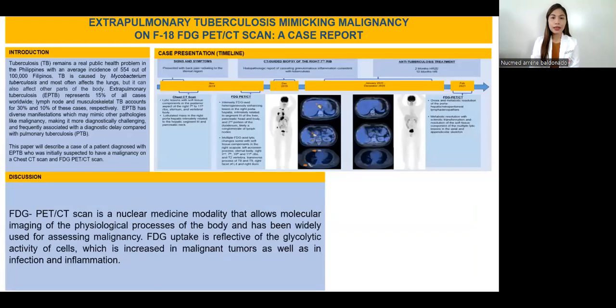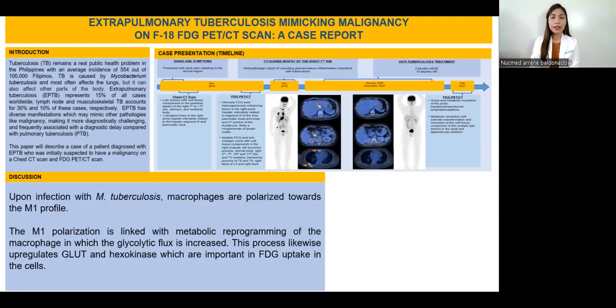FDG PET CT scan is a nuclear medicine modality that has been widely used for assessing malignancy. FDG uptake is reflective of the glycolytic activity of cells, which is increased in malignant tumors as well as in infection and inflammation. Latest evidence on the accumulation of FDG in tuberculosis has been studied.